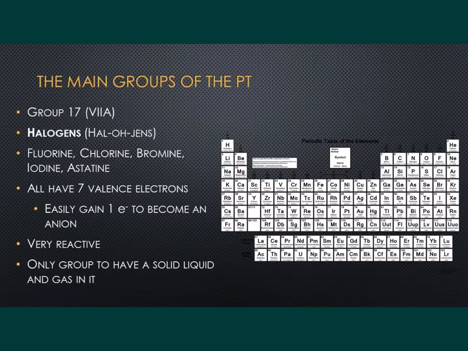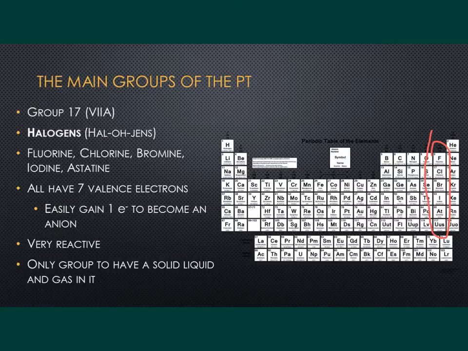Now we're going to jump over to the right-hand side of the periodic table for the halogens. Halogens, I call it group 7A. You guys will call it group 17. There they are right there. They include fluorine, chlorine, bromine, iodine, and astatine. All of these guys have 7 valence electrons.